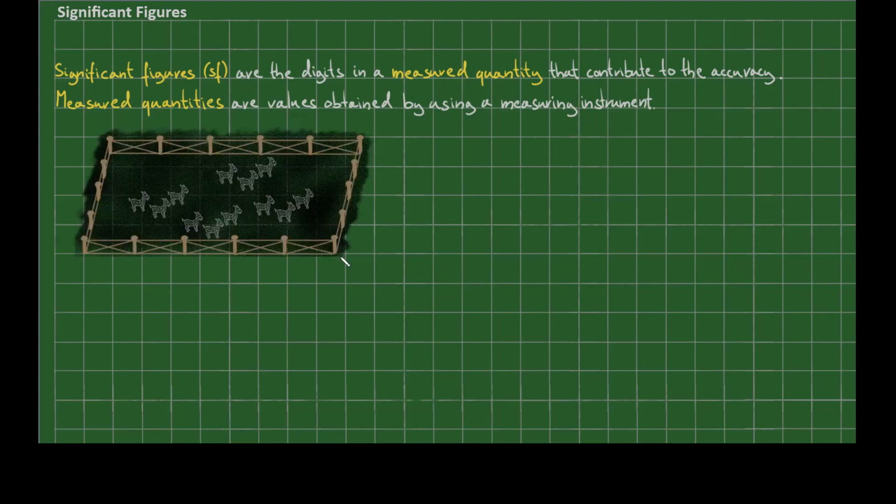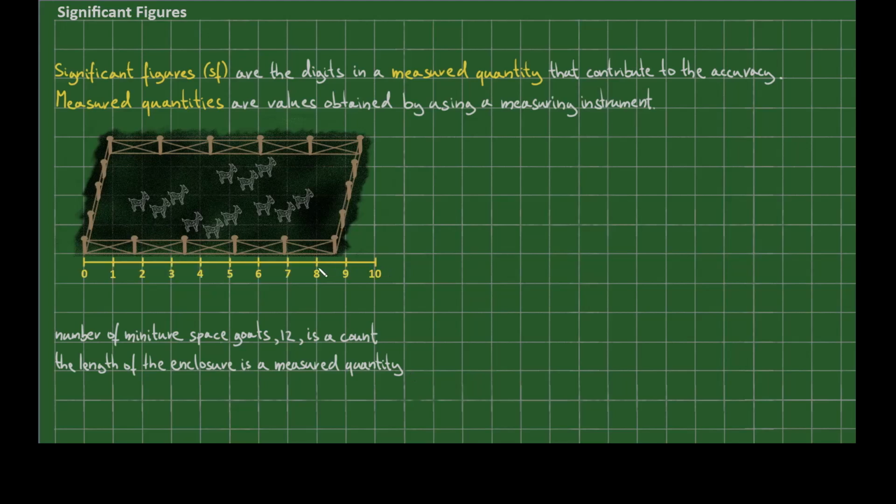Suppose that I have an enclosure for miniature space goats. The number of miniature space goats, in this case 12, is a count. It does not depend on any measuring instrument. The length of the enclosure, on the other hand, is a measured quantity, and it will depend on an instrument.